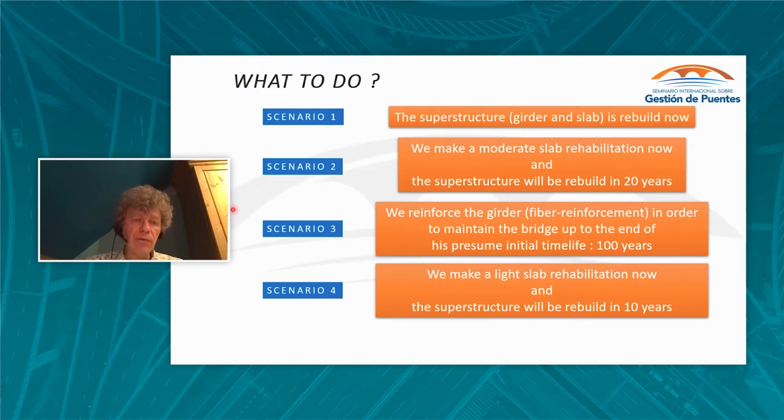And the third scenario is to reinforce the girder with fiber, for example, in order to compensate the future degradation of the post-tensioning. And with this solution, we can expect to maintain the initial lifetime of 100 years. This is an example with 4 kinds of strategy of rehabilitation, or reconstruction.